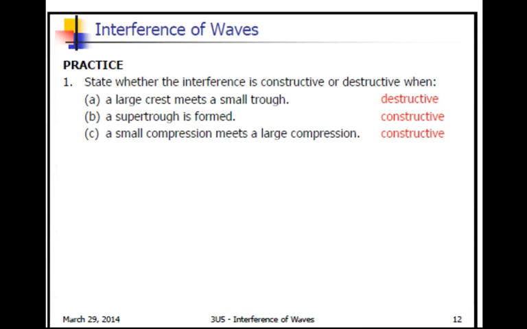So here it says, state whether the interference is constructive or destructive. A large crest meets a small trough. Well, if we have a crest meeting a trough, that's destructive. If we have a supertrough happen, that's constructive, because we've added them together to make a larger amplitude. A compression meets a compression, that's constructive.